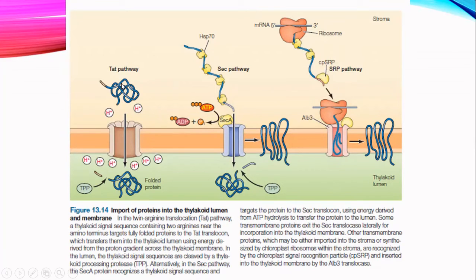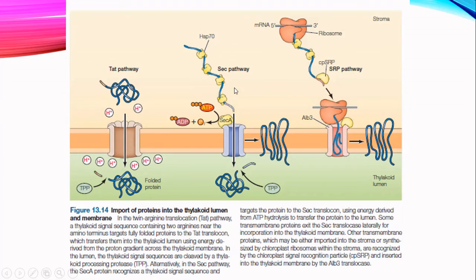The TAT pathway: a thylakoid signal sequence containing two arginines near the amino terminus targets the protein. So it needs arginine at the terminus, the terminal end of the protein, so that it can be recognized by the protein complex and enter. What is TPP? That is the thylakoid processing protease. This is an enzyme. The enzyme will cut the arginine terminal end, allowing the folding of proteins inside the thylakoid lumen.